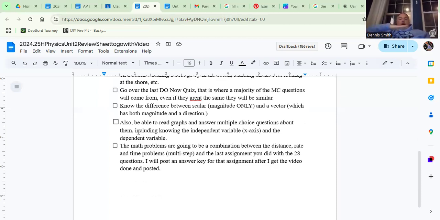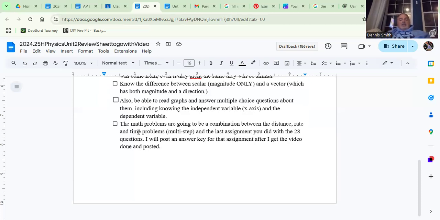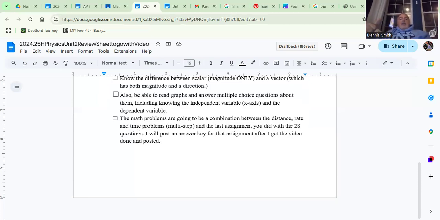A straight horizontal line going across on a position-time chart means the object is not moving. Anything that's a diagonal on a position-time chart means the object is moving at a constant rate.